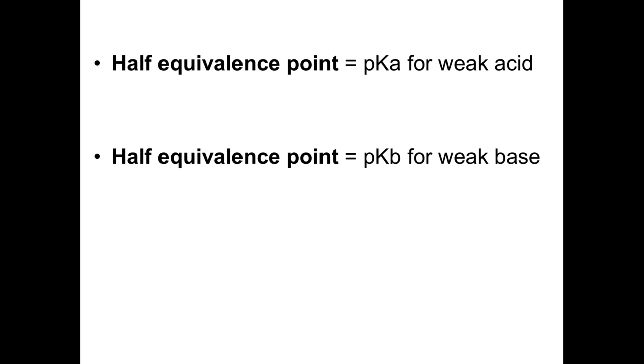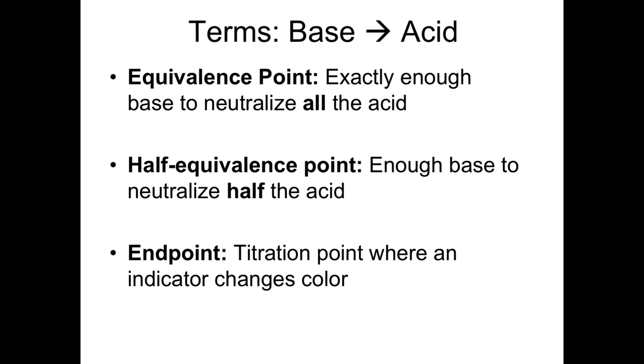So a half equivalence point is basically the pK for a weak acid, or the half equivalence point is the pK for a weak base. And so the terms going from base to acid: the equivalence point is exactly enough base to neutralize all the acid. Half equivalence point is enough base to neutralize half the acid. End point is the titration point where an indicator changes color.